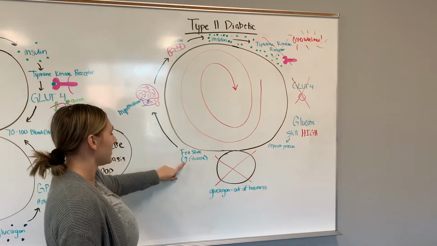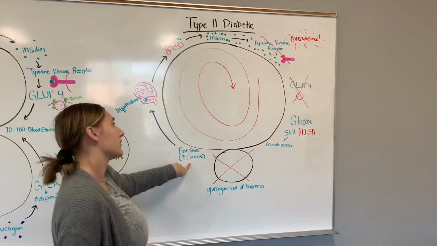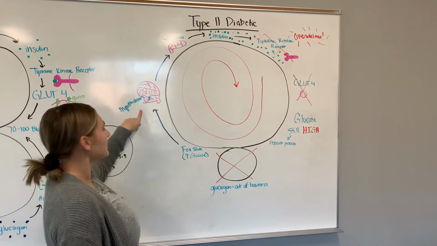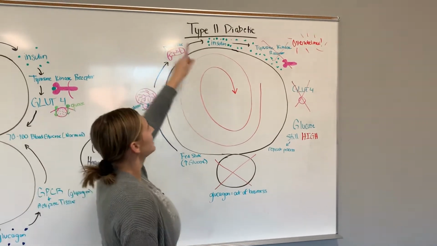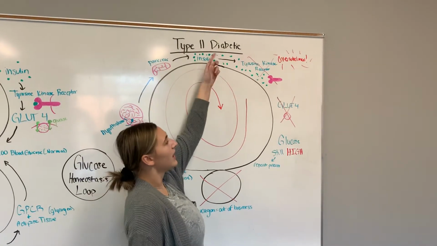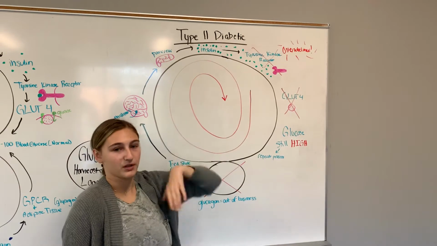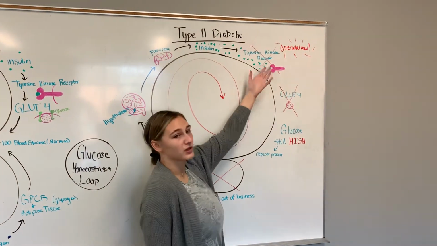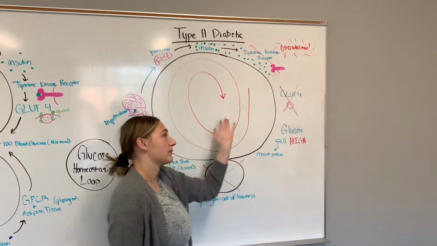So, a type 2 diabetic often has a really high glucose level, higher than what we want it to be. So, they're constantly talking to their hypothalamus and pancreas to make lots and lots of insulin. And they're also probably on medication that is putting a lot of insulin into their body. This causes their tyrosine kinase receptors to be really overwhelmed and shut down and not be able to work.